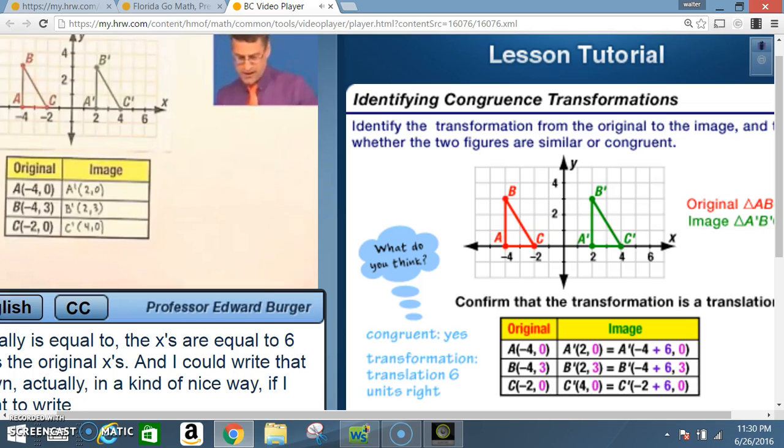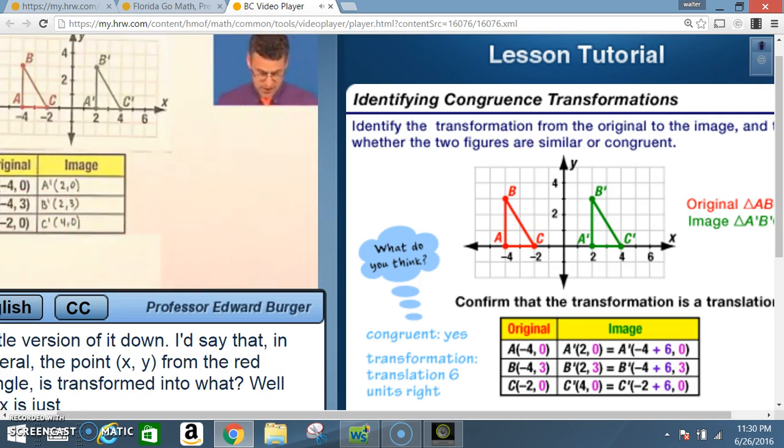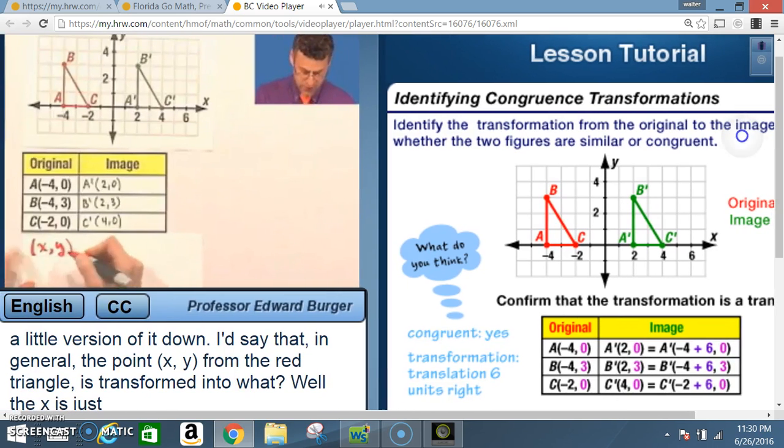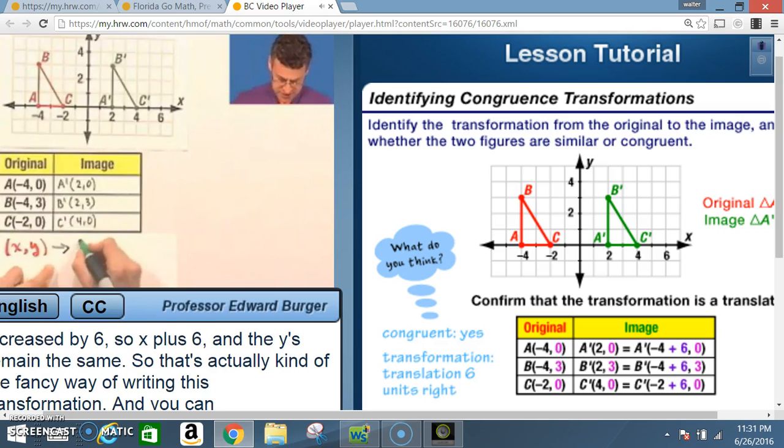And I could write that down in a nice way if I want to write a little version of it down. I'd say that, in general, the point x, y from the red triangle is transformed into what? Well, the x is just increased by 6, so x plus 6, and the y's remain the same. So that's the fancy way of writing this transformation. And you can see what it is.